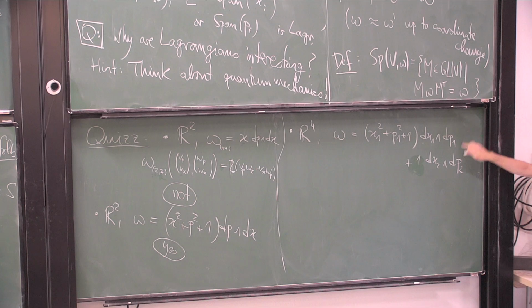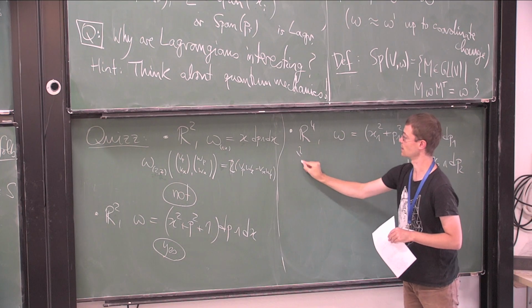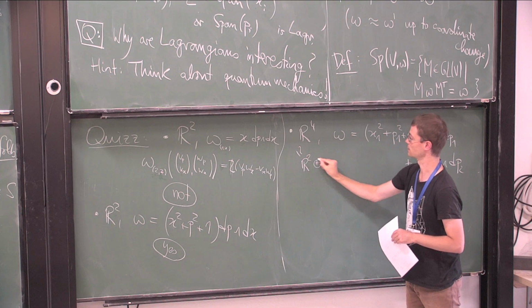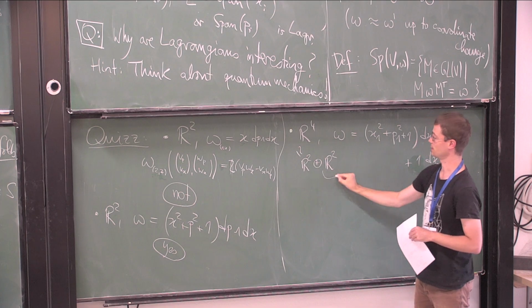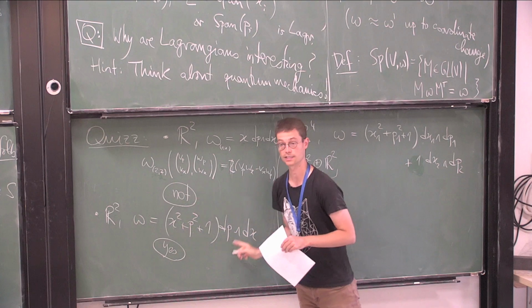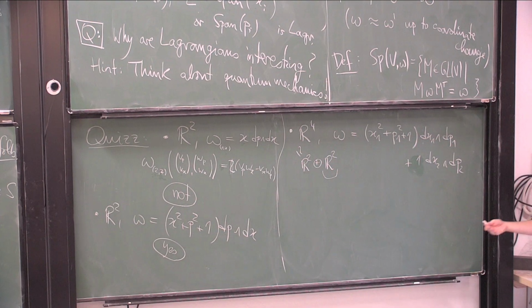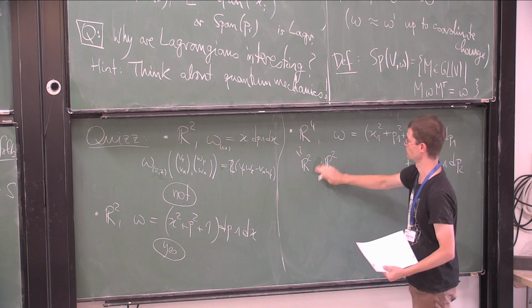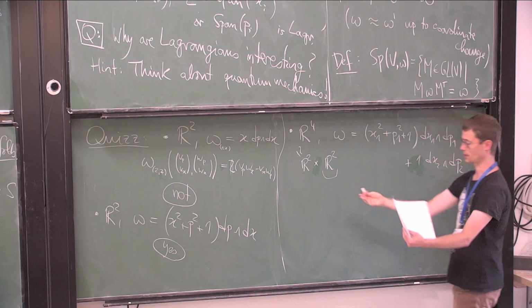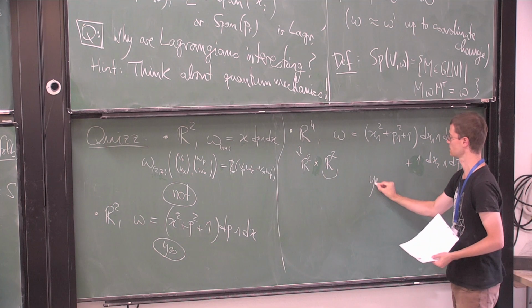Somehow x1, p1, and x2, p2 don't see each other. It's like a direct sum. Actually, you can really see it as R2 plus R2. On this factor, I have a standard symplectic form, and on this one, I have this other symplectic form. And when you have two symplectic forms, you take the direct sum, or as manifolds, I would more write it as a direct product, then you get another symplectic form. So this is also a symplectic form, yes.